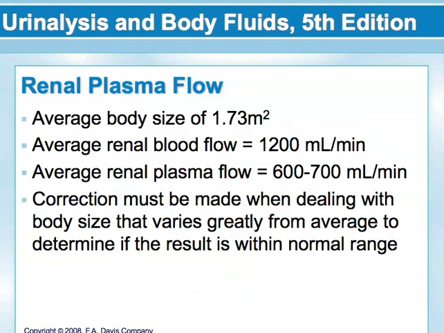Okay, renal plasma flow is based on an average body size of 1.73 meters squared of surface. Normal renal blood flow is approximately 1,200 milliliters per minute, and total renal plasma flow ranges from 600 to 700 milliliters per minute. Because of that, normal values for renal blood flow and renal function tests depend on the patient's body size. When dealing with body sizes that vary greatly from that standard 1.73 meters squared, a correction has to be calculated to determine if the result is normal. So we'll cover this calculation later when we talk about the GFR, or glomerular filtration rate.